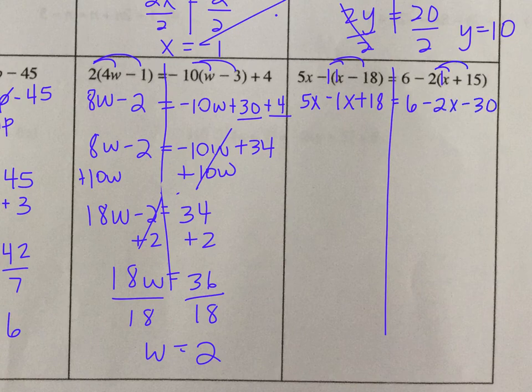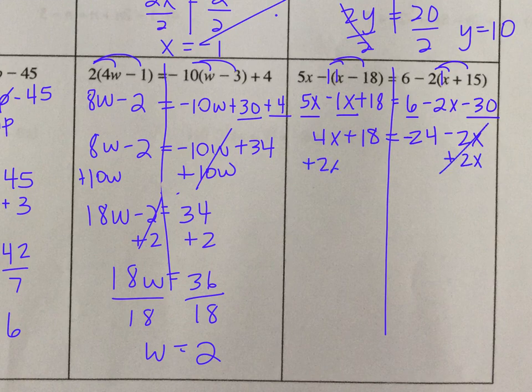Now I need to look on the left side. I can put the 5x minus 1x and I get 4x plus 18. On this side, on the right, I can put the 6 minus 30, old school baby math. That would be negative 24 minus 2x. All right, so that was steps 1, 2, 3, and 4. 5 is to move my variable. That gives me 6x plus 18 equals negative 24.